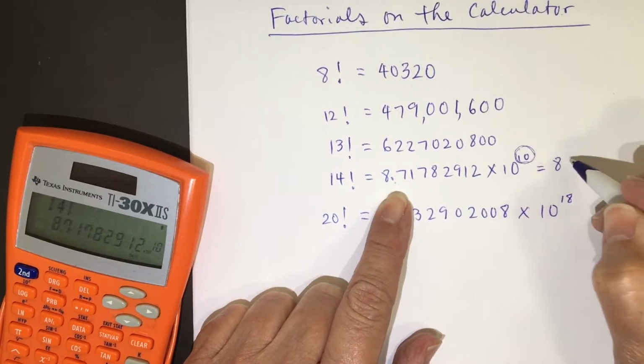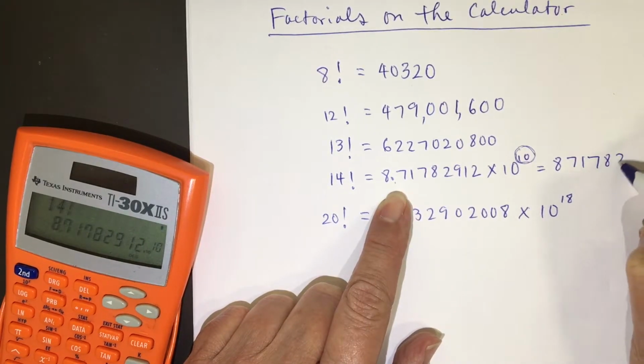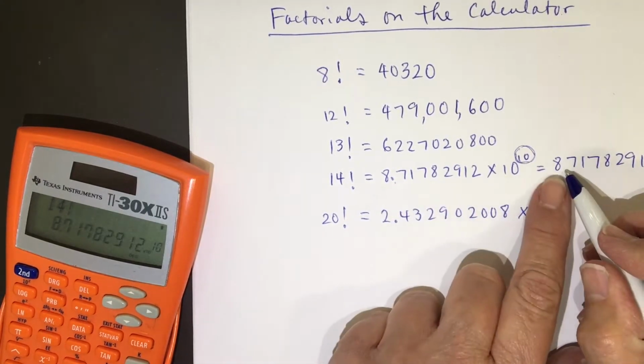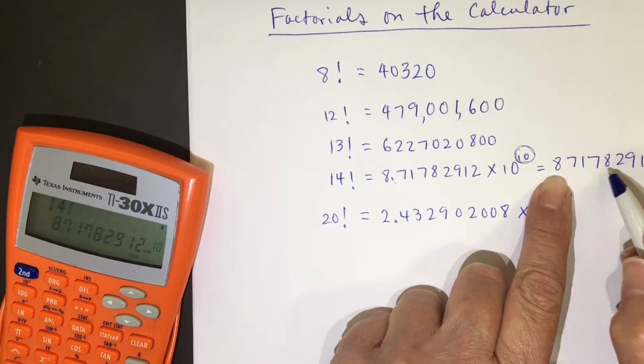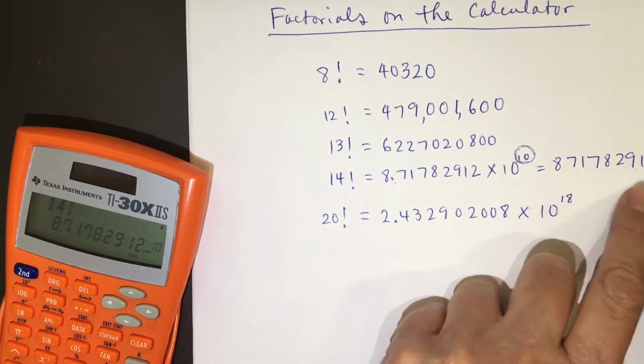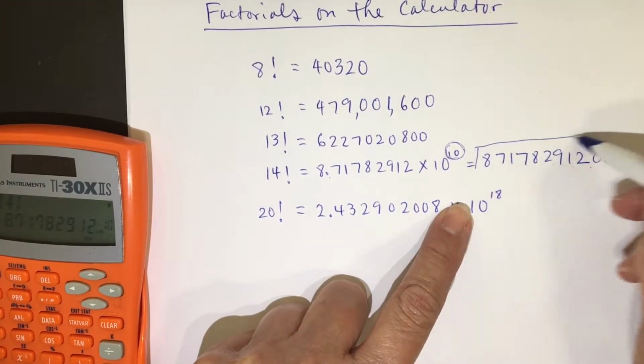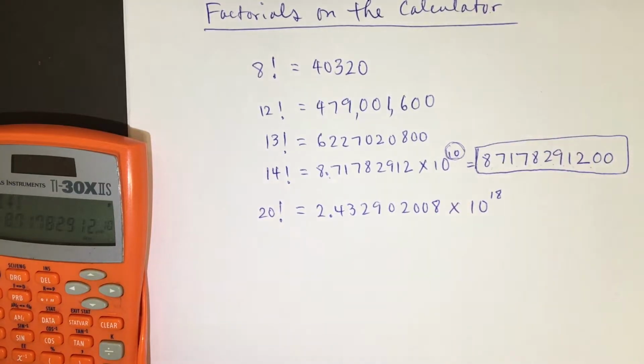So I'm going to rewrite 8.717,82912. Let me count the places there. It was between the 8 and the 7. 1, 2, 3, 4, 5, 6, 7, 8. I need 2 more zeros to get it to where I've moved it 10 places. So again, it doesn't take much to get scientific notation. Not only that, it doesn't take too big of a number until the calculator just cannot handle it.